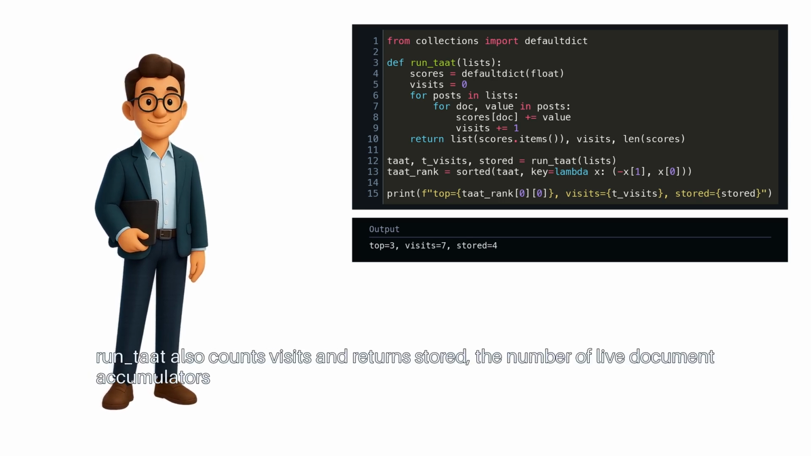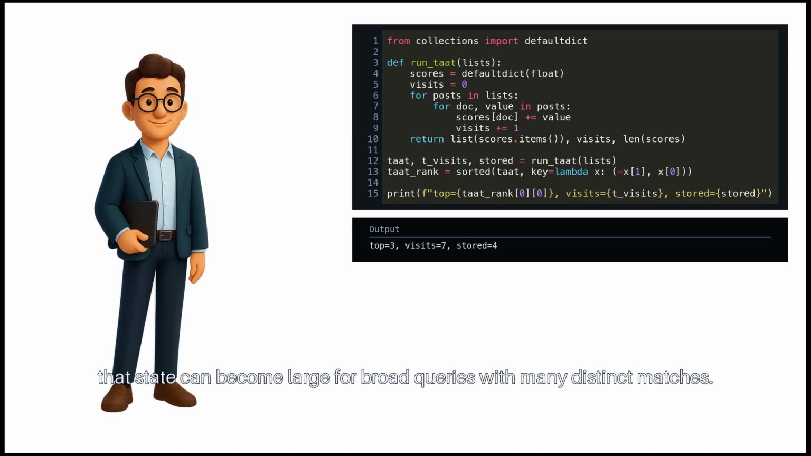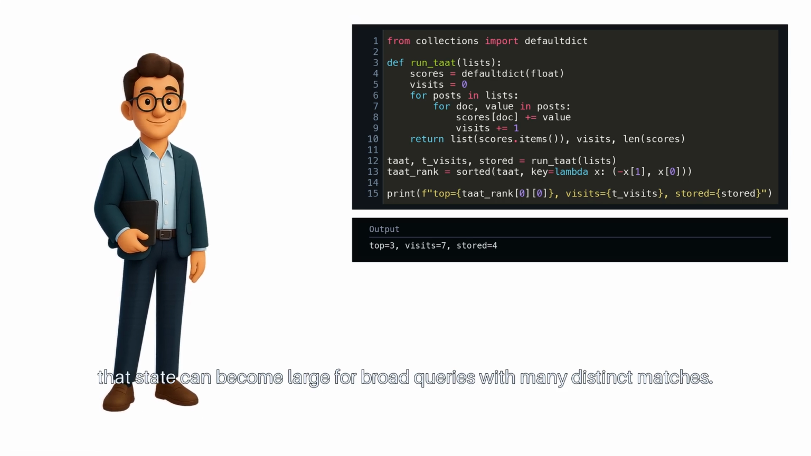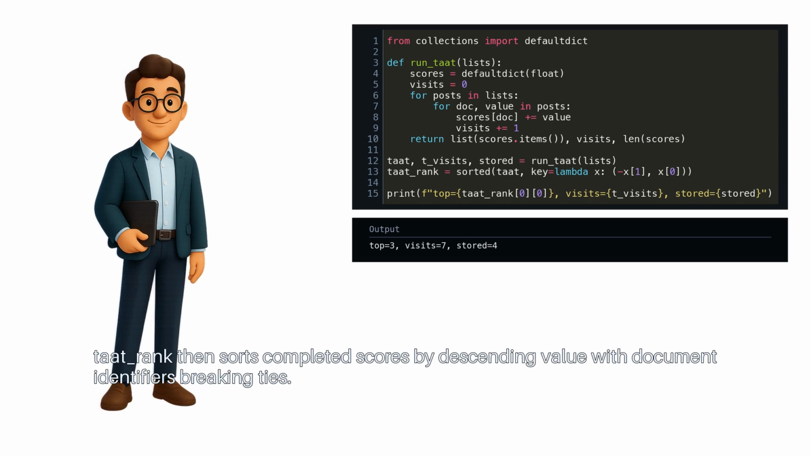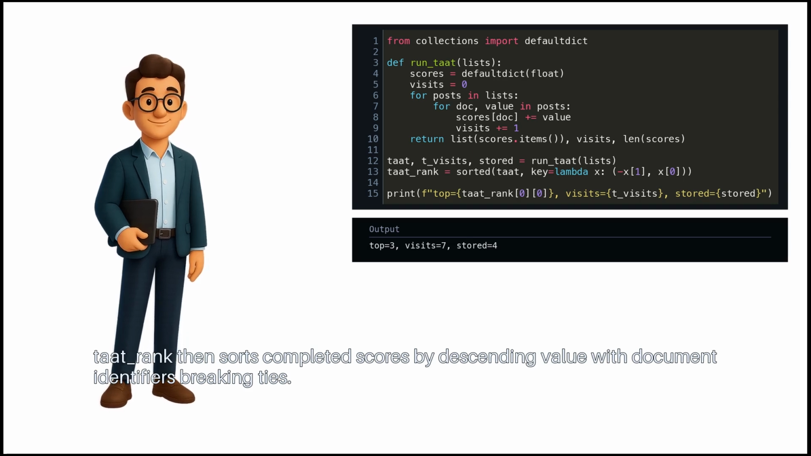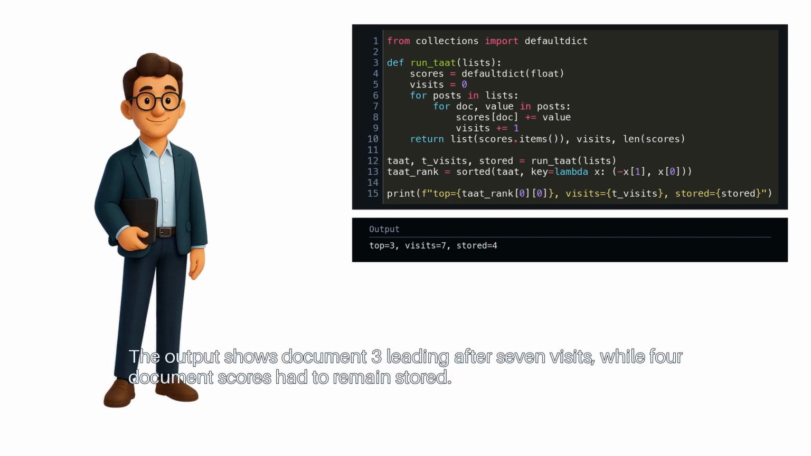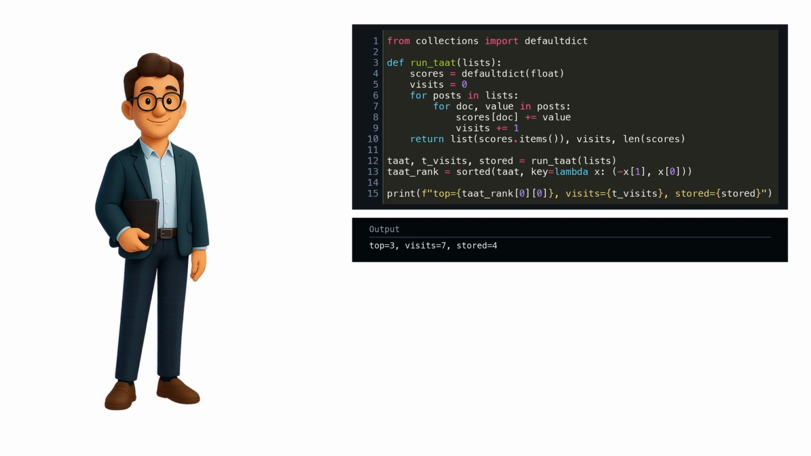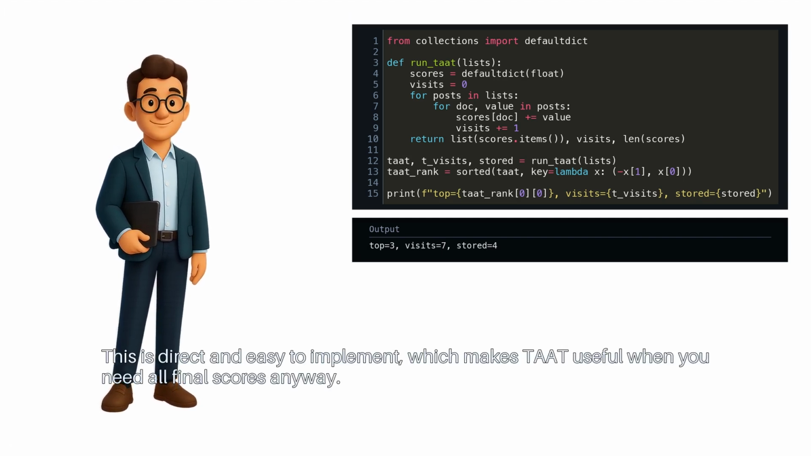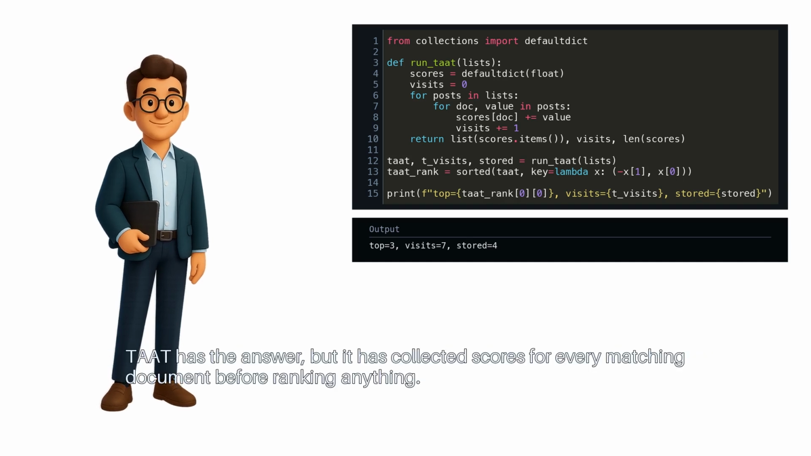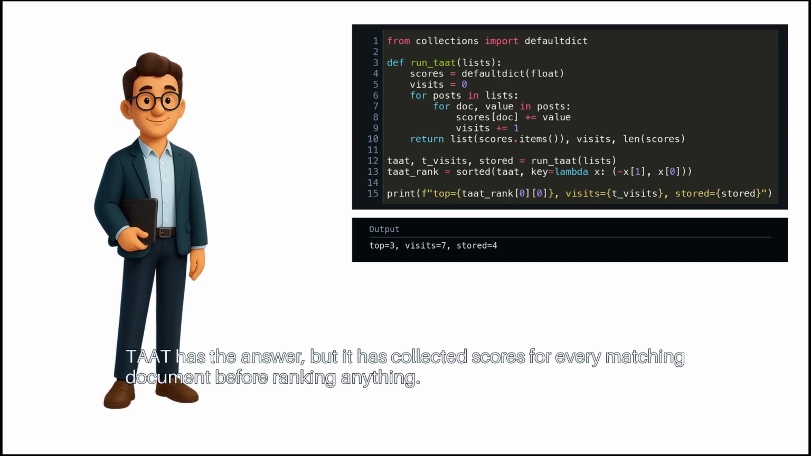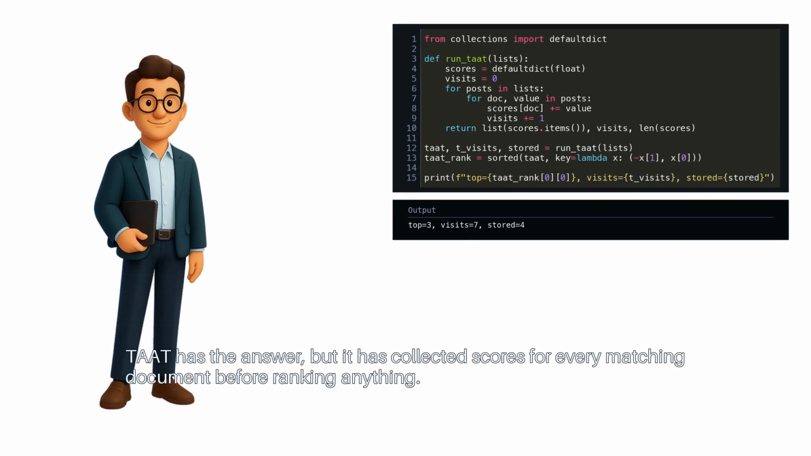Run TAAT also counts visits and returns stored, the number of live document accumulators. That state can become large for broad queries with many distinct matches. TAAT rank then sorts completed scores by descending value with document identifiers breaking ties. The output shows document 3 leading after 7 visits, while 4 document scores had to remain stored. This is direct and easy to implement, which makes TAAT useful when you need all final scores anyway. TAAT has the answer, but it has collected scores for every matching document before ranking anything.